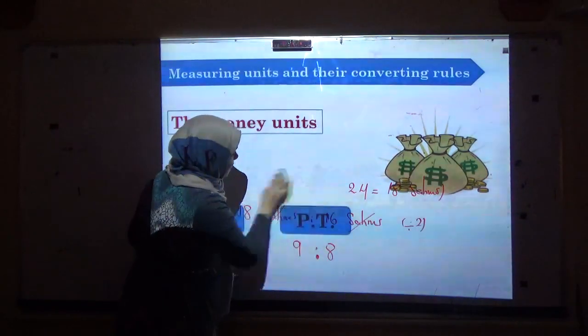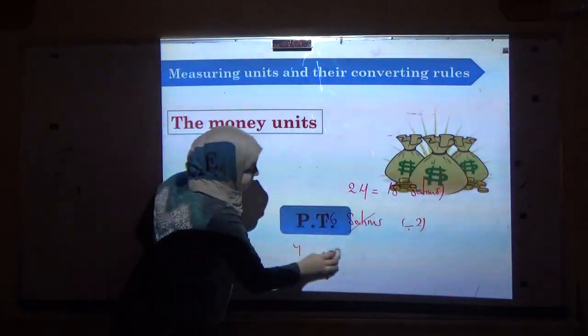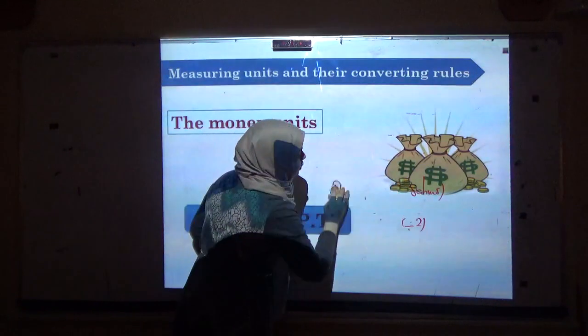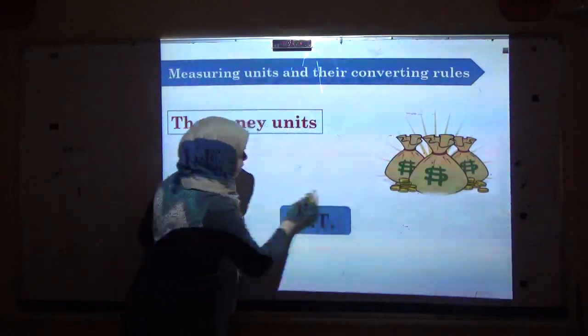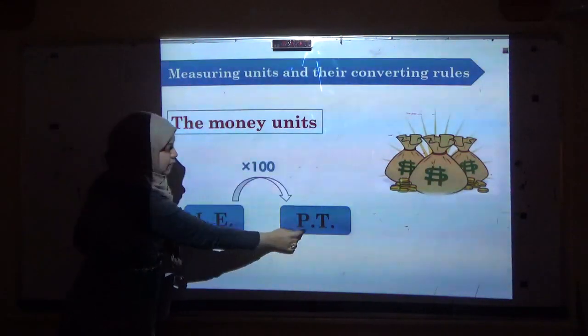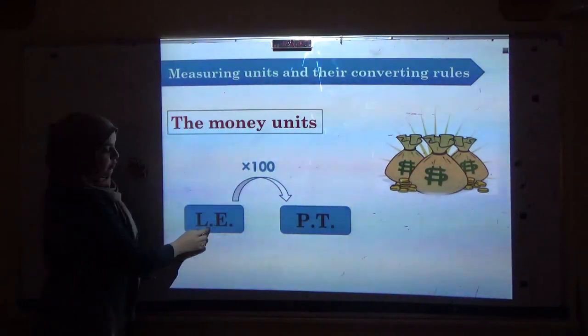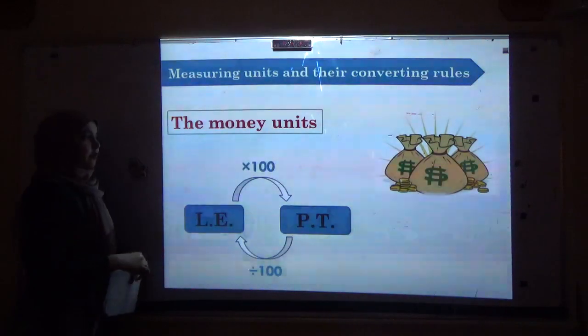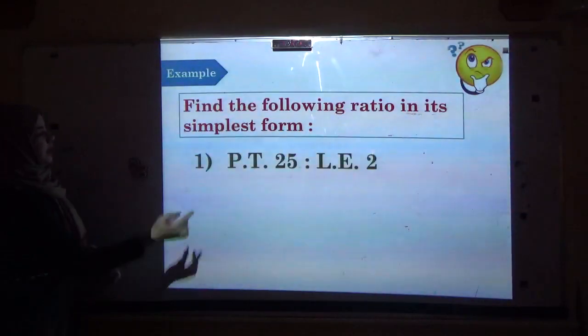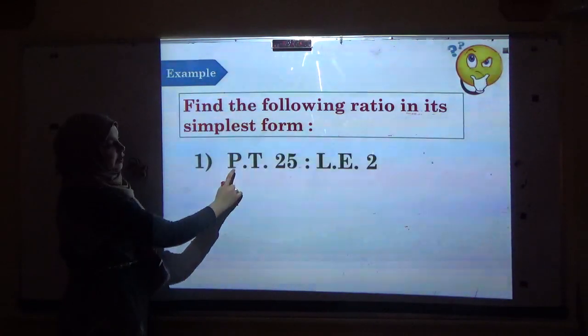Now the money units, pound and piastres. To convert from pound or LE to piastres or PT, multiply by 100. From piastres to pound, divide by 100.